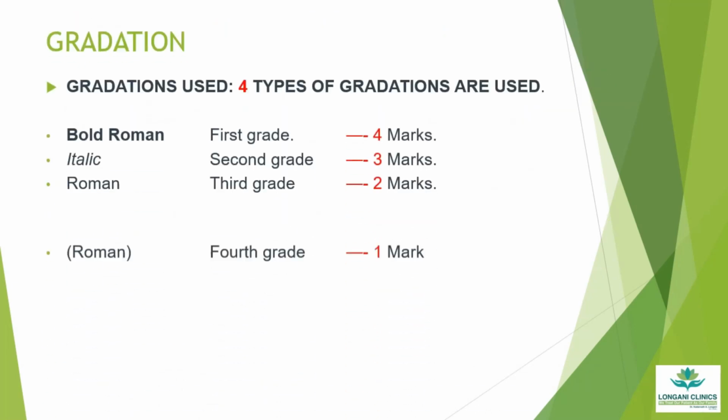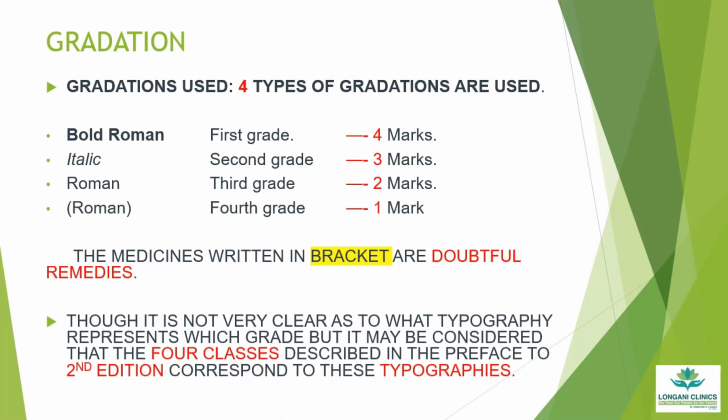Gradations. Four types of gradations are used. Bold Roman, first grade, 4 marks. Italics, second grade, 3 marks. Roman, third grade, 2 marks. Roman in parentheses, fourth grade, 1 mark. The medicines written in brackets are doubtful remedies, though it is not very clear as to which typography represents which grade, but it may be considered that the 4 classes described in the preface to the second edition correspond to these typographies.